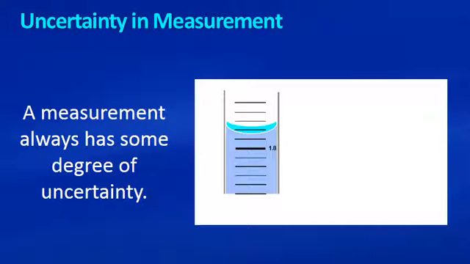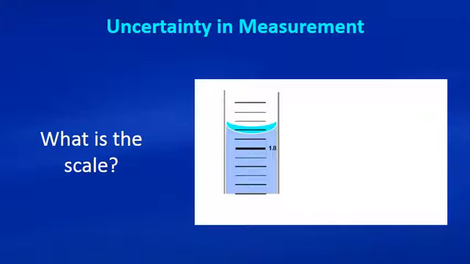Uncertainty and measurement, well, this is kind of where we start our introduction to the conversation of sig figs and why they're important. Well, they're important because they communicate to the reader some degree of uncertainty in your measurements. For example, take a look at this liquid in the graduated cylinder. What is the scale? That's the first thing you want to ask yourself. When trying to measure something, what is your scale here?